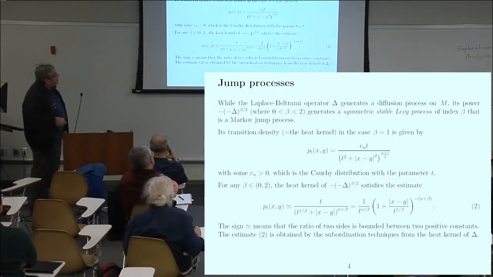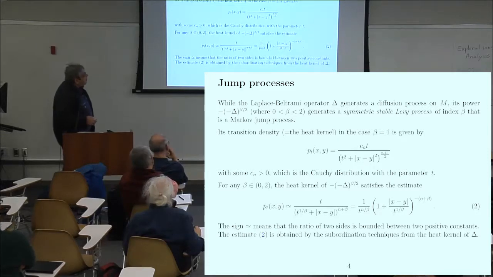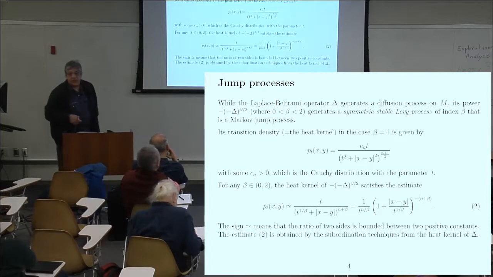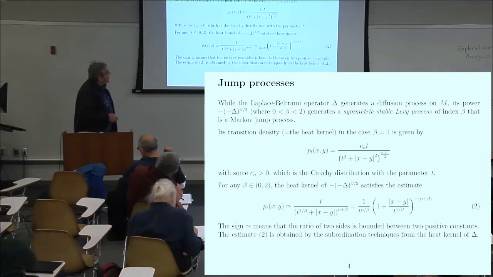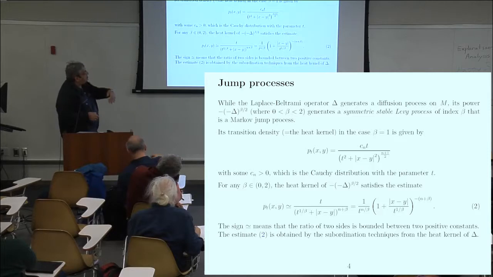And the tail of this, when x and y are far away, is not exponential like in the Gaussian case, but this power function. A scaling between space, that is, the modulus of x minus y, and time is given through this power 1 over beta. Right? There are a few components in this type of estimate. It's the on-diagonal behavior, which tells you how quickly it goes to zero when t goes to infinity. Then the scaling between distance and time, which is given by this power, and then the shape of this tail function. Right?